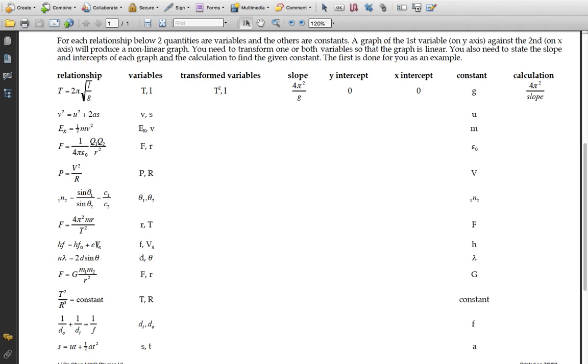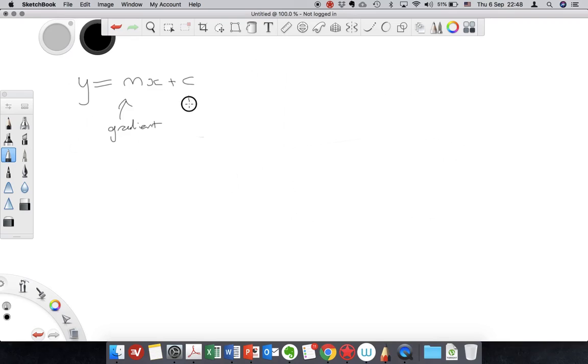This is an equation from quantum physics, but you don't really need to know what it means in order to complete the task. You're trying to get a straight line equation. Straight line equations are always of the form y equals mx plus c. So y is the variable on the y-axis, m is the gradient, x is the variable on the x-axis, and c is the y-intercept.